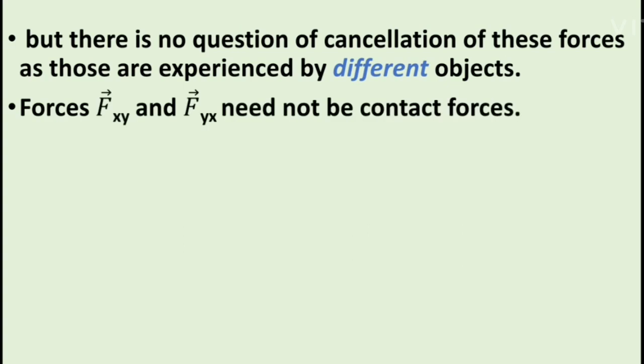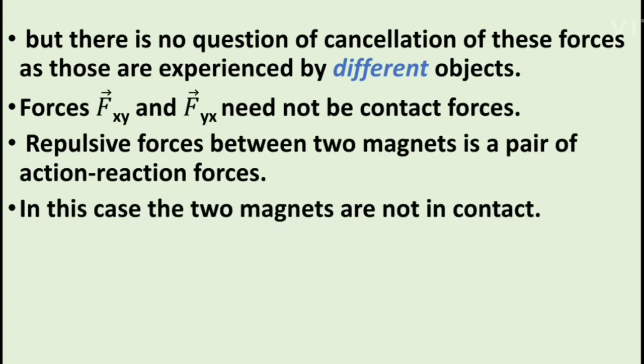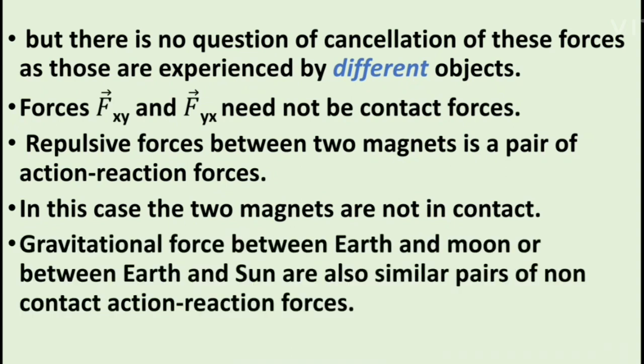Forces vector Fxy and vector Fyx need not be contact forces. Repulsive forces between two magnets is a pair of action-reaction forces. In this case, the two magnets are not in contact. Gravitational force between Earth and Moon or between Earth and Sun are also similar pairs of non-contact action-reaction forces.